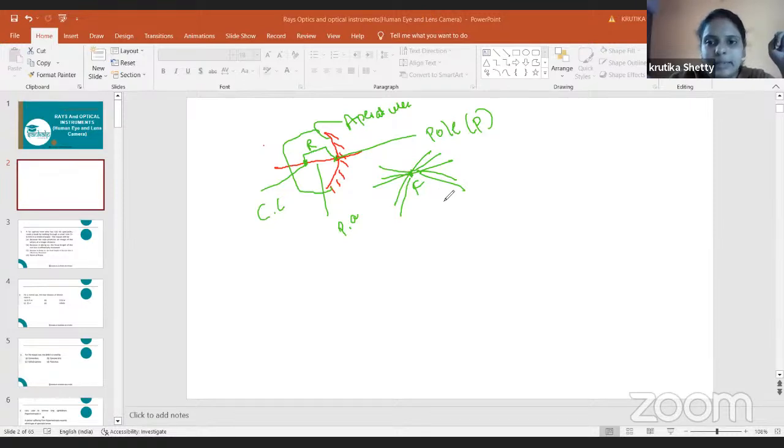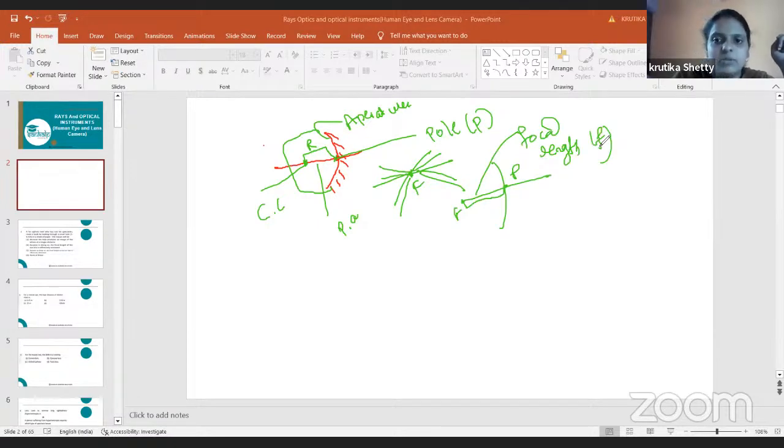ಫೋಕಸ್ ಅಂತ ಹೇಳ್ತೀವಿ. ಆಯ್ತಾ? ಮತ್ತೆ ಈ ಫೋಕಸ್ಗೆ ಮತ್ತೆ ಪೋಲಿಗೆ ಏನ್ ಡಿಸ್ಟೆನ್ಸ್ ಇದೆ, the distance between this focus and the pole is called as focal length. ಇದನ್ನ ನಾವು ಫೋಕಲ್ ಲೆಂತ್ ಅಂತ ಹೇಳ್ತೀವಿ. It is denoted by the small f. Okay students, so what terms have we discussed here? Pole, aperture, then center of curvature, radius of curvature, focus, principal axis, then focal length.